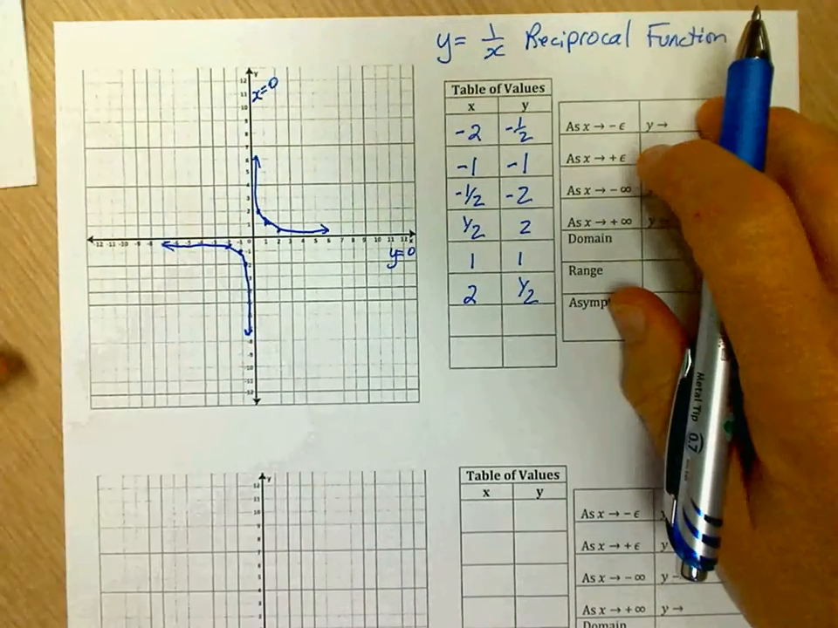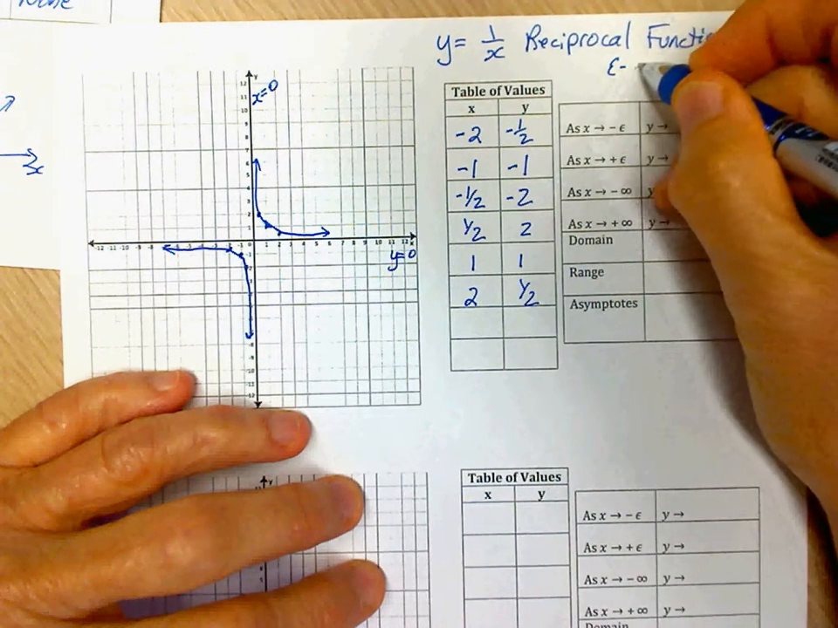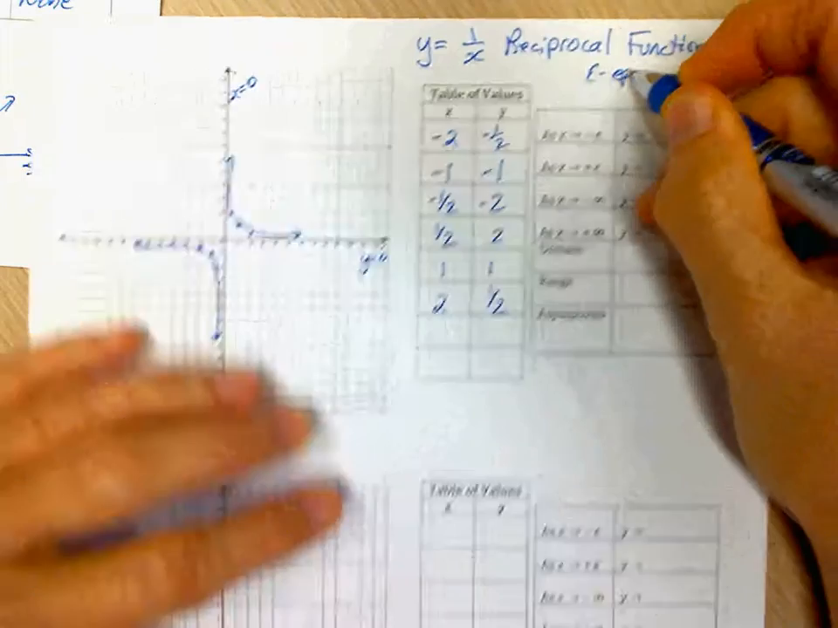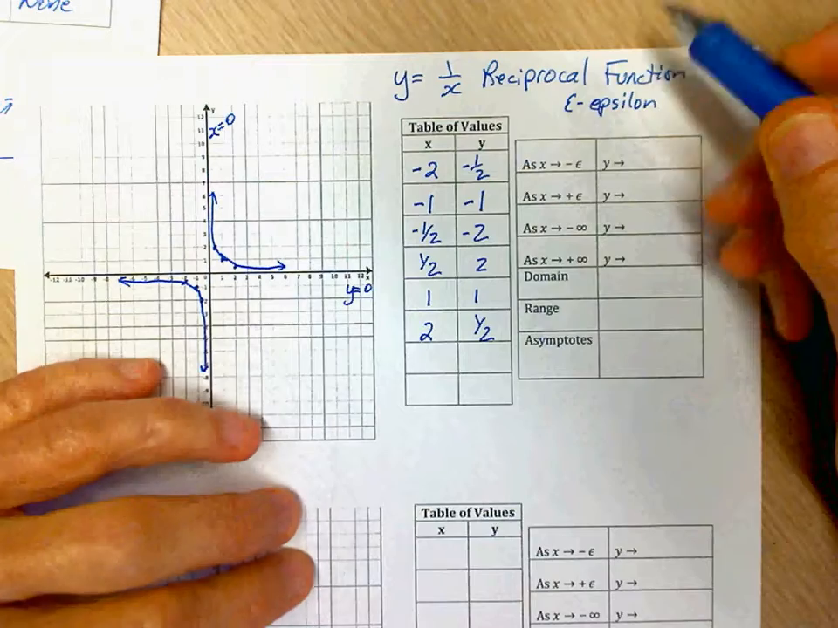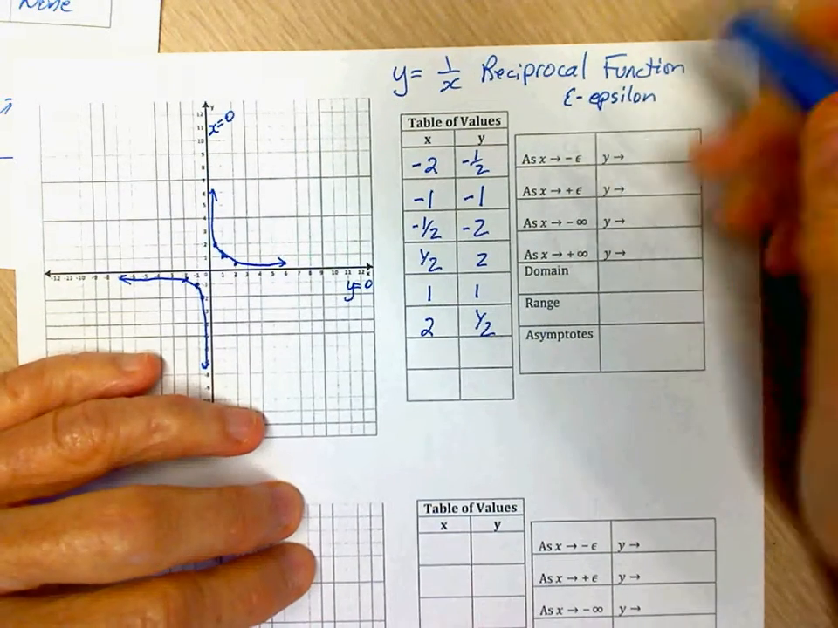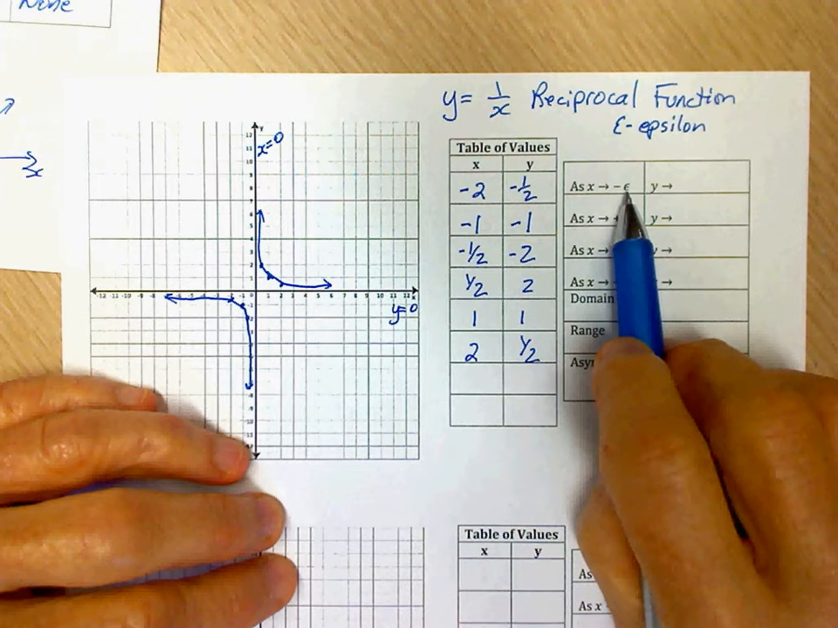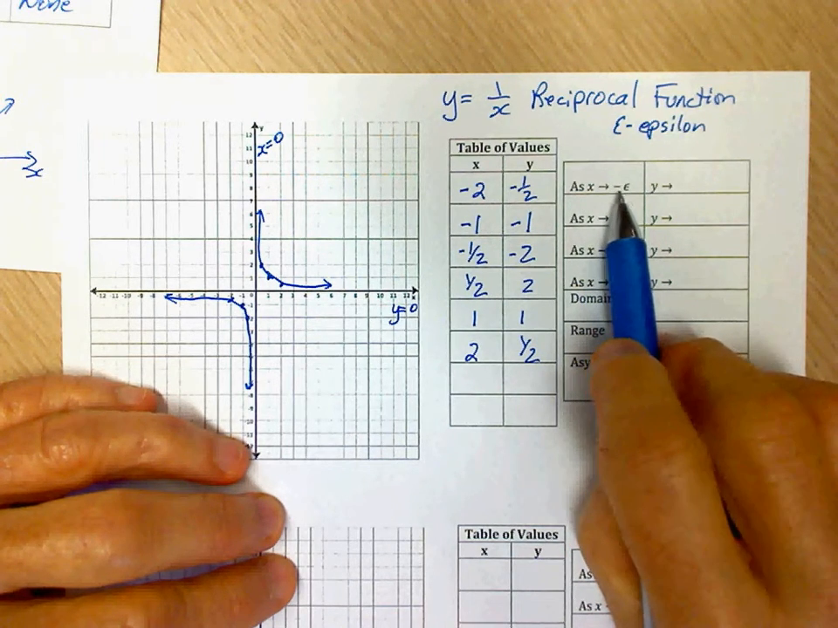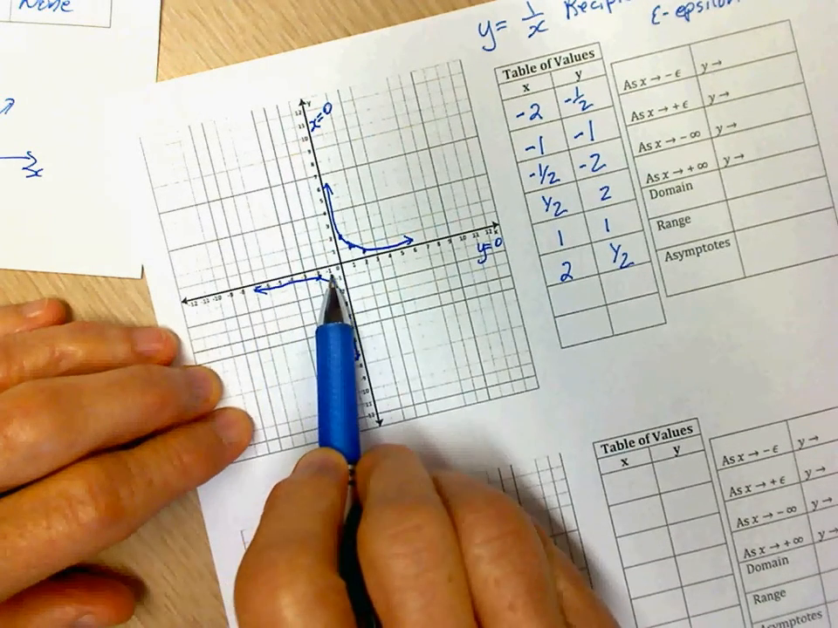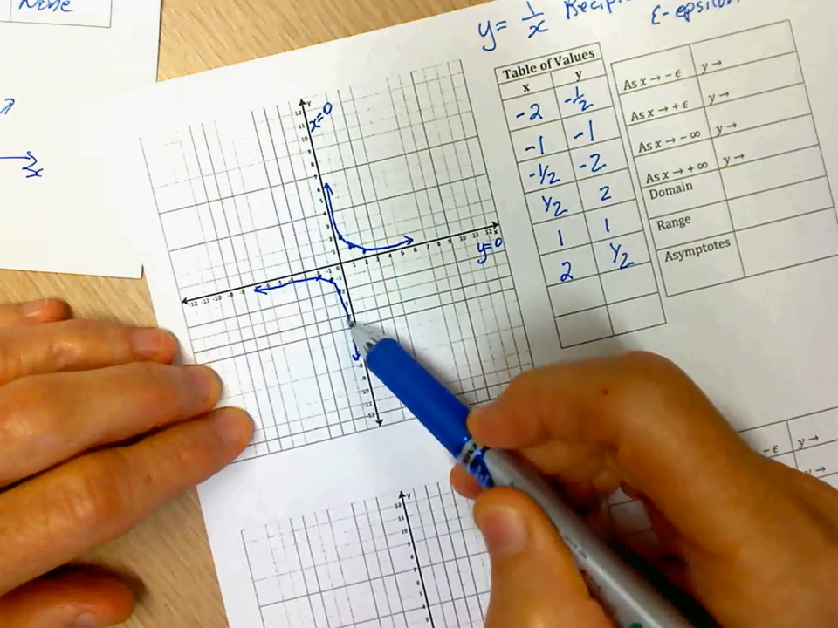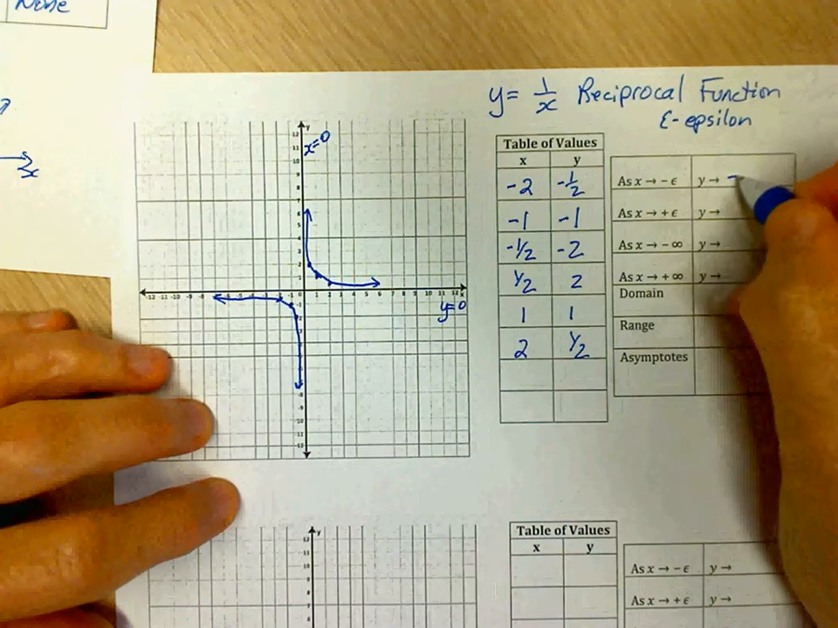Okay, so epsilon, this is the symbol for epsilon, and it's a symbol for a very, very small value. So this is saying as x approaches a very small negative value, so as x gets smaller and smaller in a negative way, y becomes larger and larger in a negative way. So this approaches negative infinity.